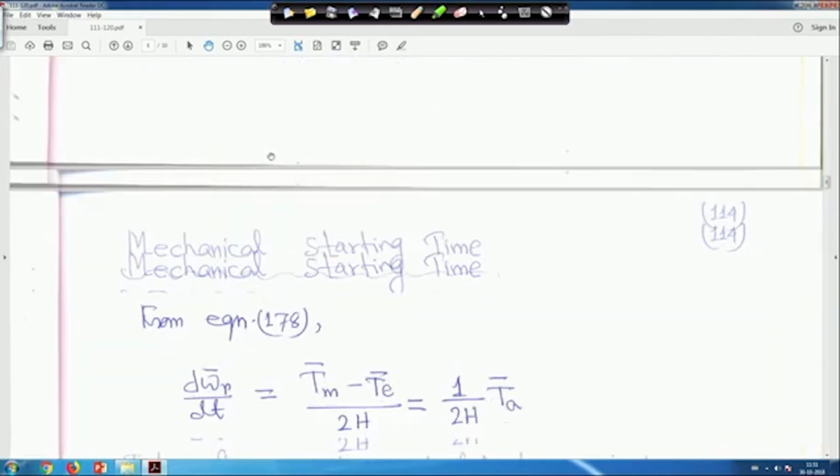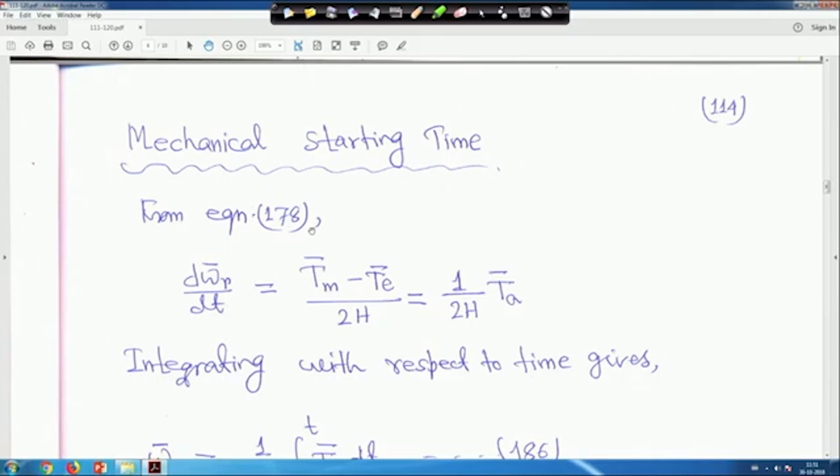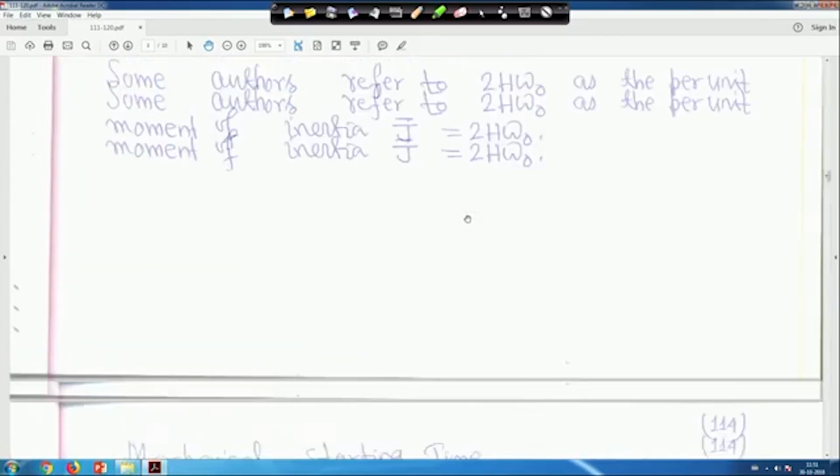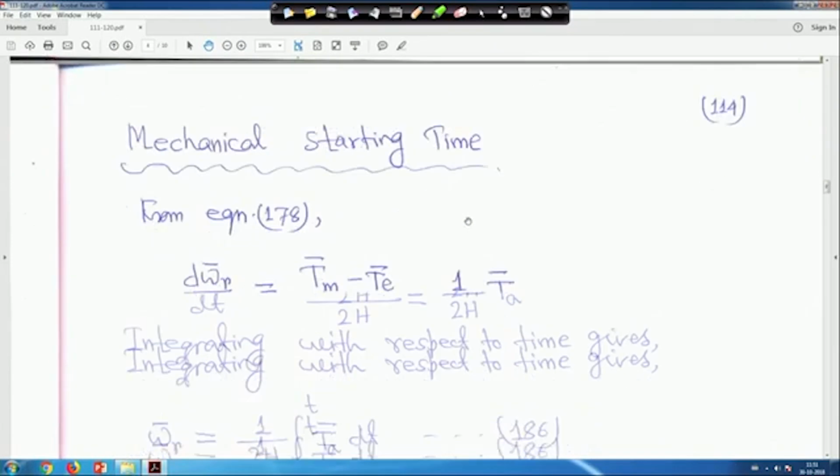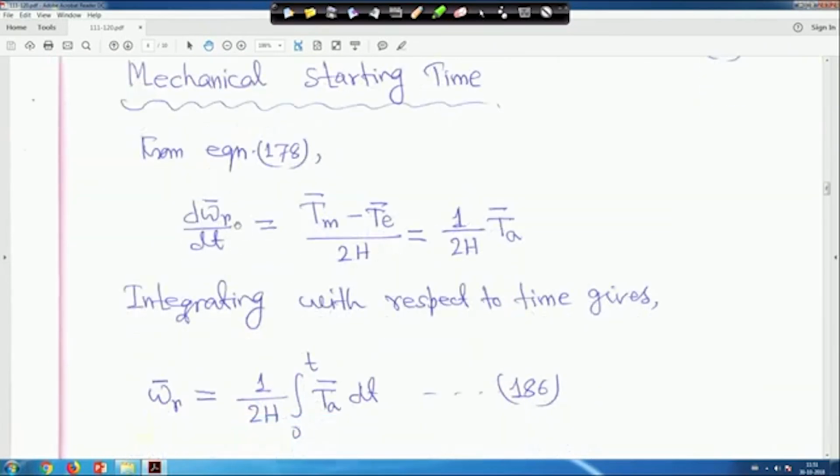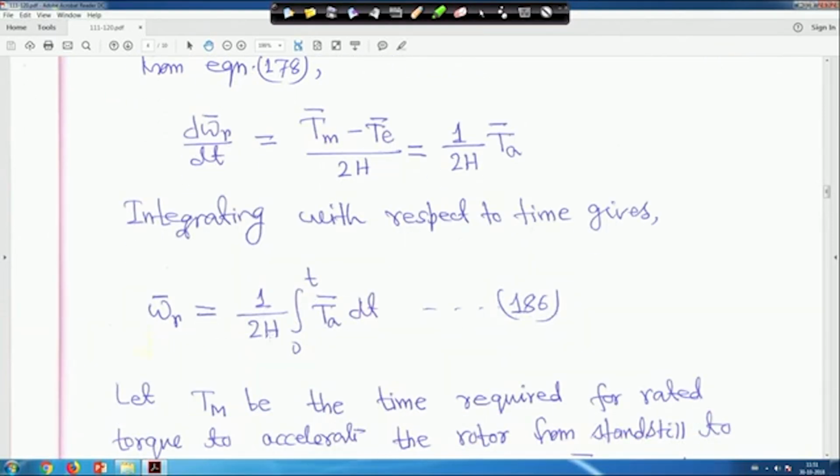Now next is the mechanical starting time. From equation 178, we can write d dt of omega r bar is equal to t m bar minus t bar upon 2h, which is equal to 1 upon 2h t a bar, that is the accelerating power, t a is equal to t m minus t, we know. So t a bar will be t m bar minus t bar. So 1 upon 2h t a bar. Now if you integrate with respect to time, then omega r will give 1 upon 2h integral 0 to t of t a bar dt. This is equation 186.